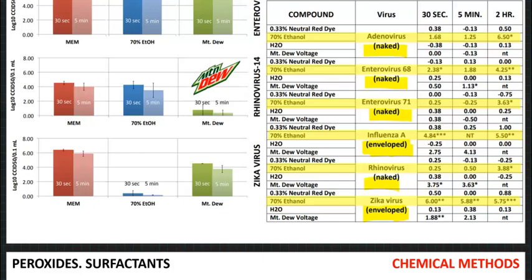So here's the deal. Enveloped viruses have the envelope, which consists of phospholipids, just like a cell membrane, right? Alcohols are great at destroying the envelope and inactivating a virus. Naked viruses do not have a membrane and are not sensitive to alcohols. So remember how alcohol was as efficient as the bleach against Ebola? Ebola virus is an enveloped one.